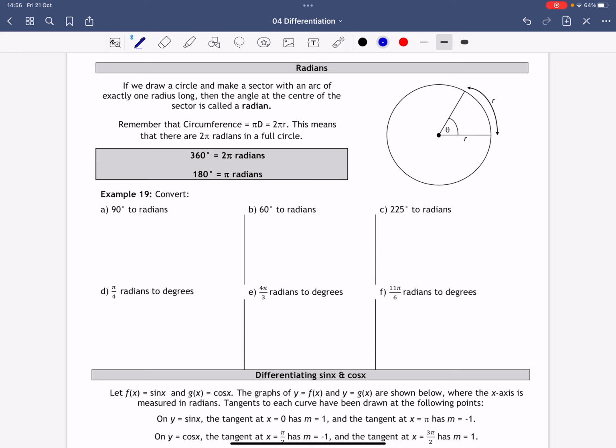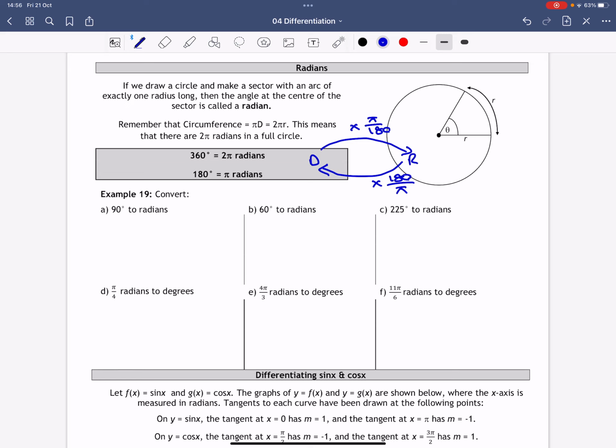Okay. So if I want to convert from degrees into radians, what I can remember is that I want to multiply by this value of pi over 180. If I want to go from radians back into degrees, then I want to multiply by 180 over pi. It might be easier to remember simple radians.